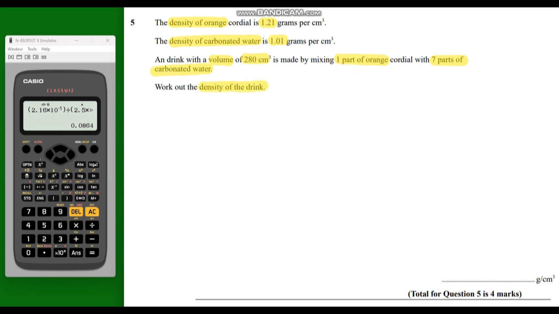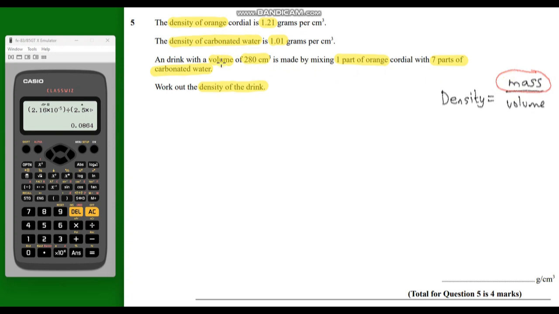Let's remind ourselves what density means. How do we calculate density? Let's write down the formula here. Density is equal to the mass of something divided by the volume of something. That's how we calculate density. We need to calculate the density of the drink, and you can see we've got the volume of the drink, we just don't have the mass of the drink. So this is what we're going to need to calculate, the mass of the drink.